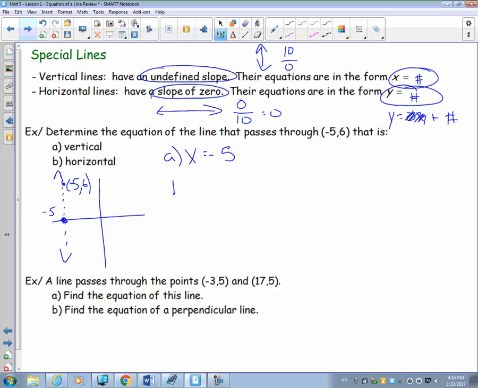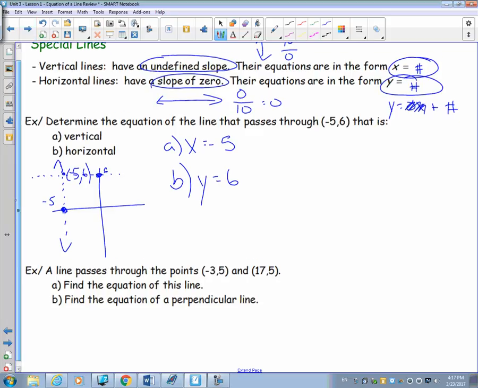The horizontal line, that would look like this. Well, what point would it go through? It goes through right here, right? 6. So its equation is y equals 6. We like horizontal and vertical actually because they're really quick to find. All you need is the x part for the vertical or the y part for the horizontal.